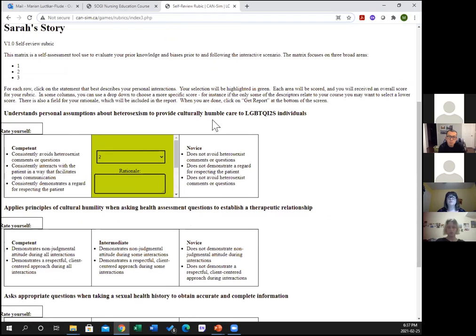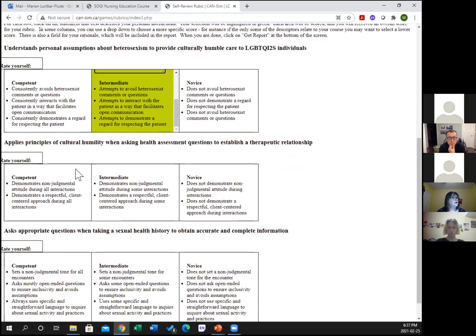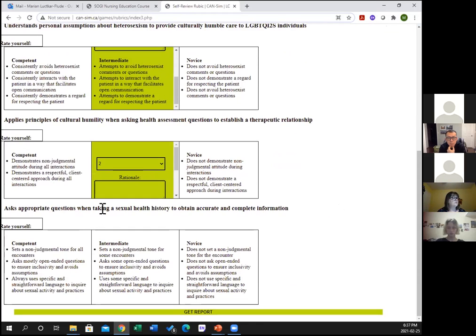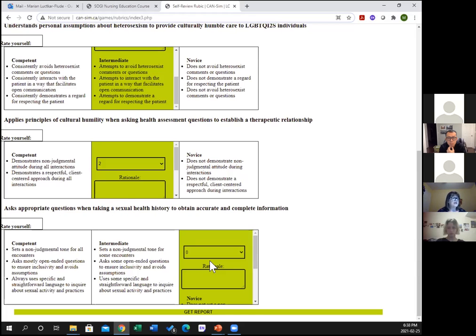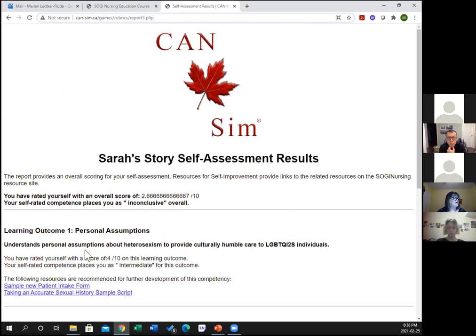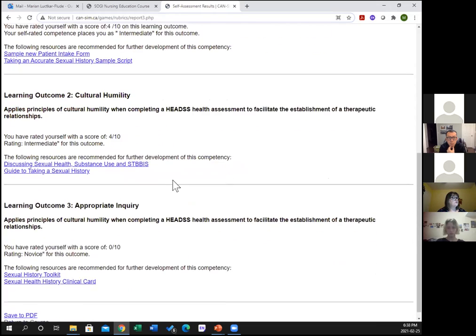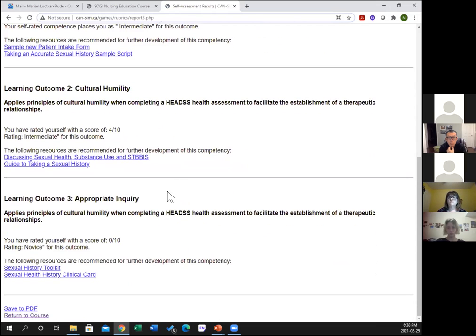So understanding your personal assumptions about heterosexism, I might rate myself as a 2 at this point. And then applying principles of cultural humility, again, I might rate myself as a 2. But then this one, asking appropriate questions when taking a sexual health history, I might still feel like a novice, and that's okay. And then you get a little report that if you keep this, then you can compare your results after you finish the course.